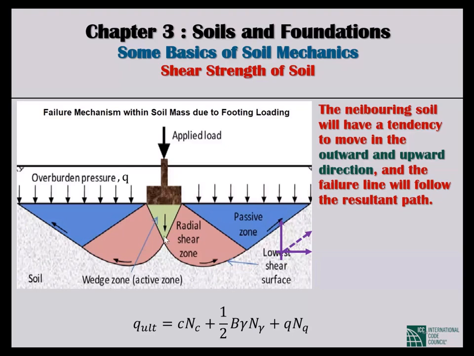Whenever it is trying to infiltrate into the soil mass, the neighboring soil will never spare. They will not allow you to enter. You cannot allow some other people to enter your own house. So when it tries to move in that direction, it cannot. It will try to move in that direction, and it cannot also move in that direction because there is already soil in that direction. It cannot move in that direction as well.